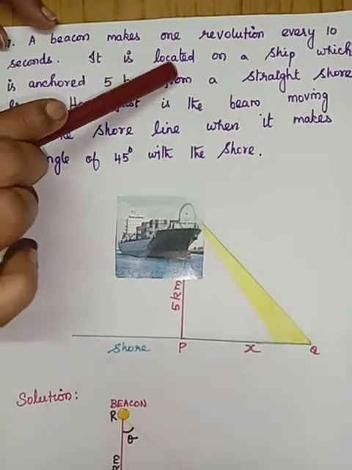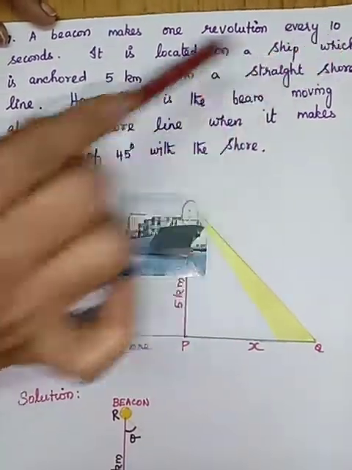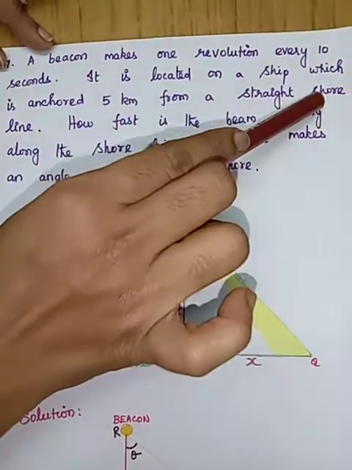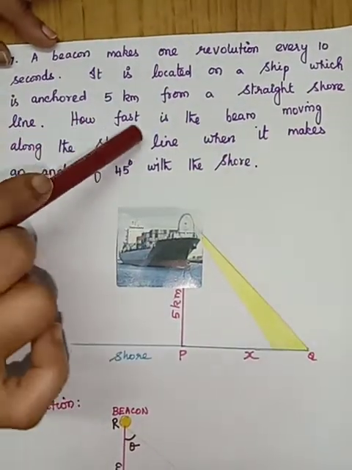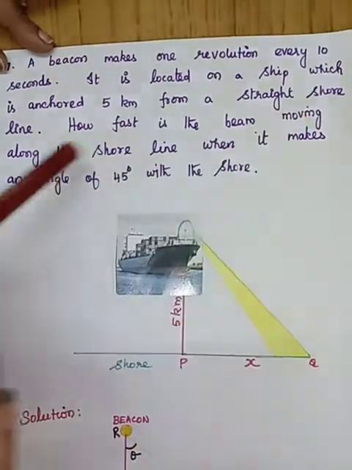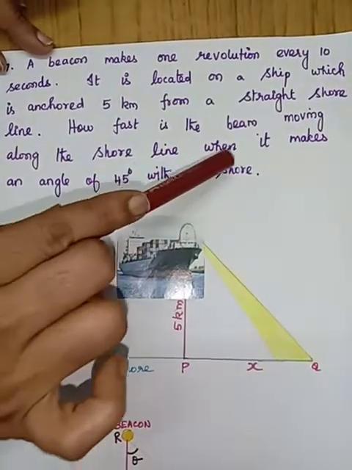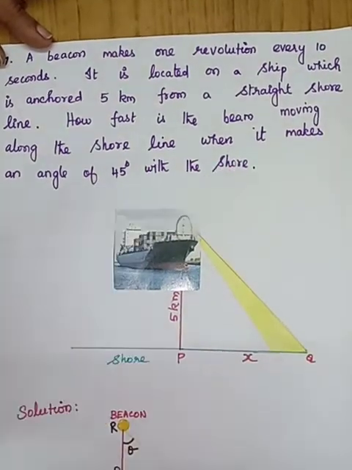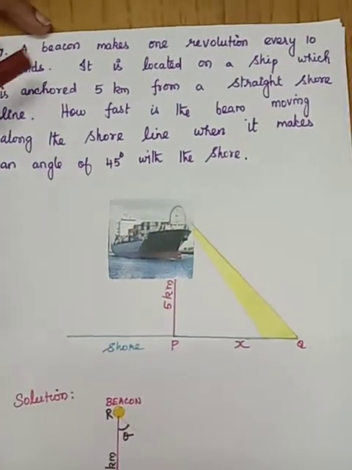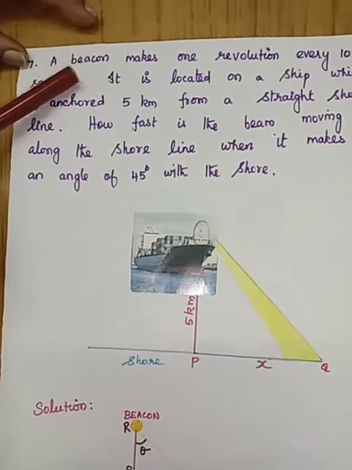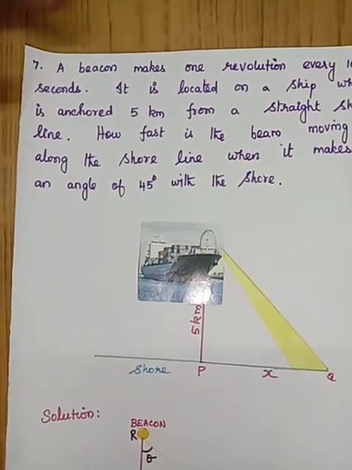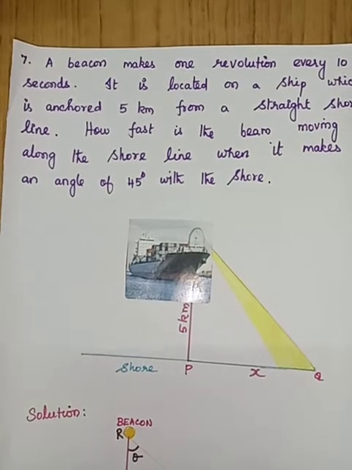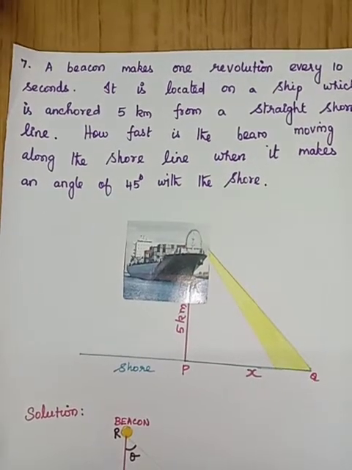It is located on a ship which is anchored 5 km from a straight shoreline. How fast is the beam moving along the shoreline when it makes an angle of 45 degrees with the shore? You see that? A beacon. Beacon is nothing but the light set up on a prominent place in the ship, serving as a guide at sea or giving signal. Okay.